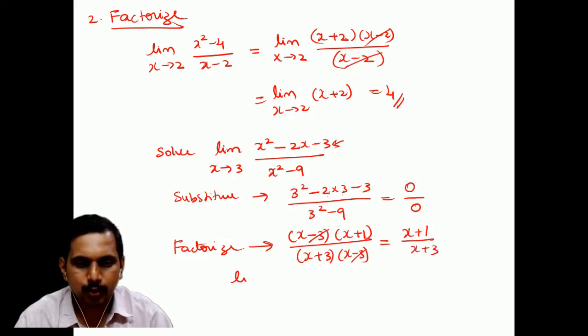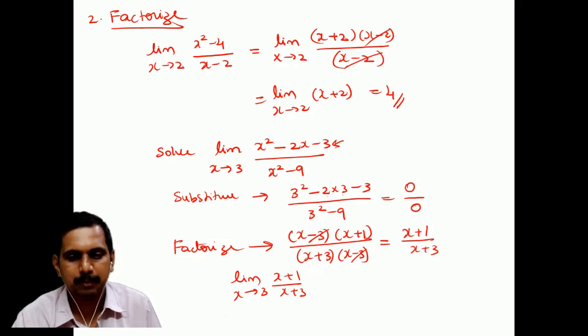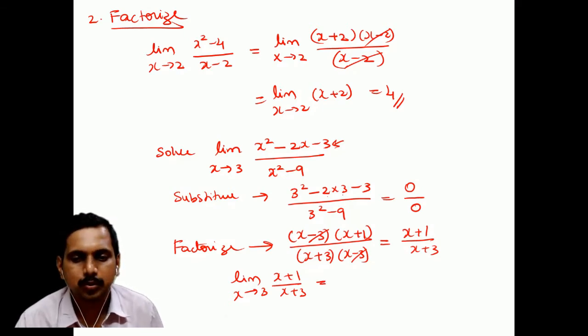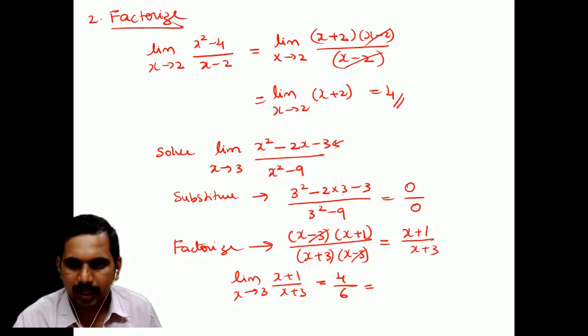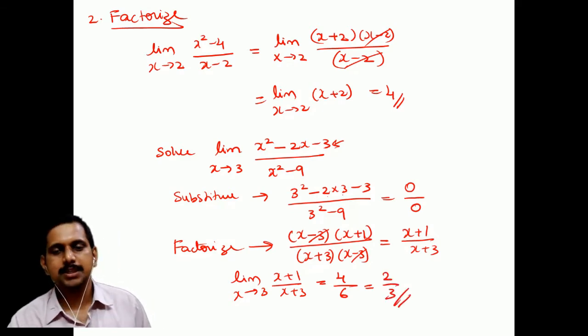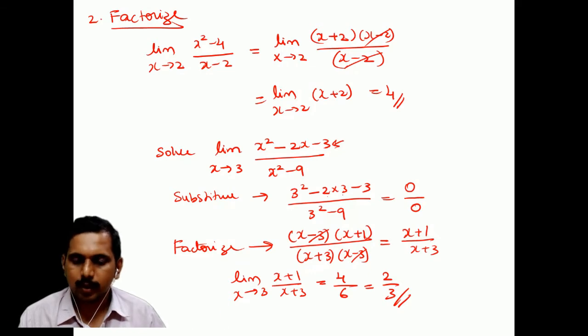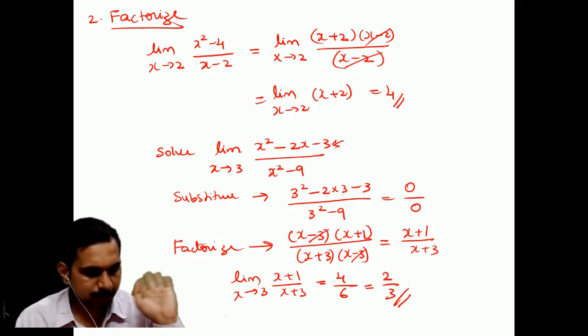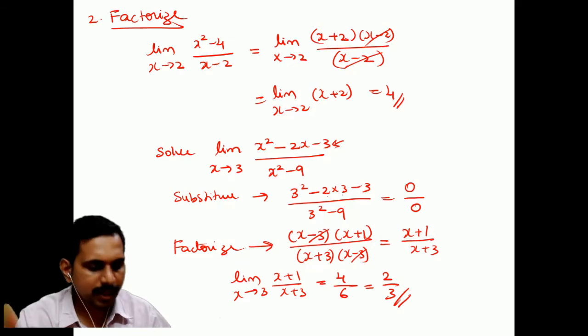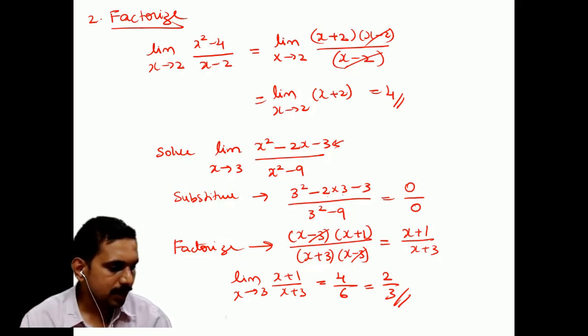Now you substitute in limit x tending to 3 of (x plus 1)/(x plus 3). When you substitute, you will get 3 plus 1 is 4 and 3 plus 3 is 6, so this will become equal to 2 by 3. Easy, students? Any doubts here? First substitute. If it doesn't work and gives an indeterminate form, then you have to factorize. Simple. Next, what if factorization does not work? Let us do that.